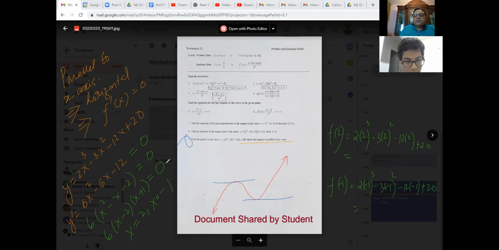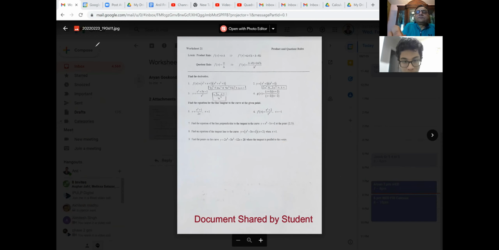Now, since we do have some more time, I'd like you to do question number 7. Find the equation of the line perpendicular to the tangent. Okay, let me first find it. I think I got it.